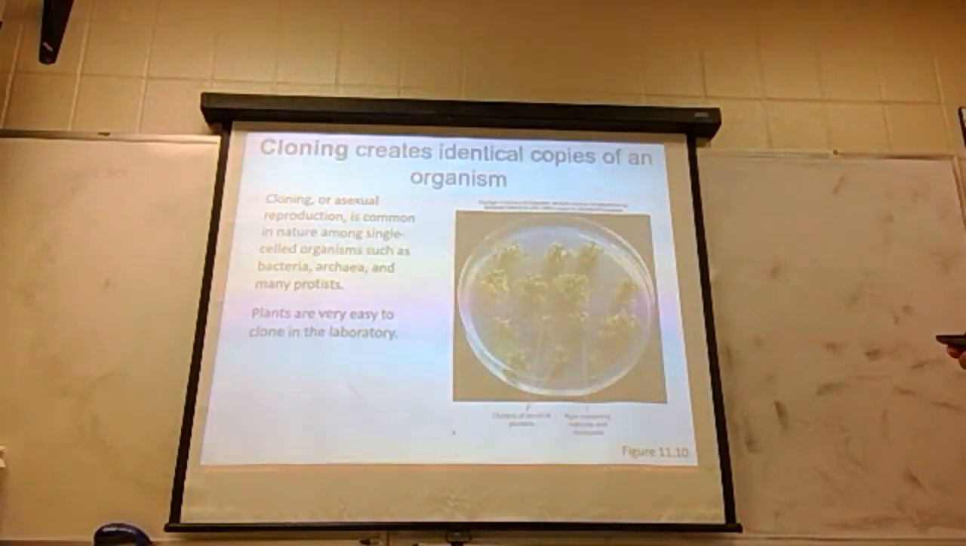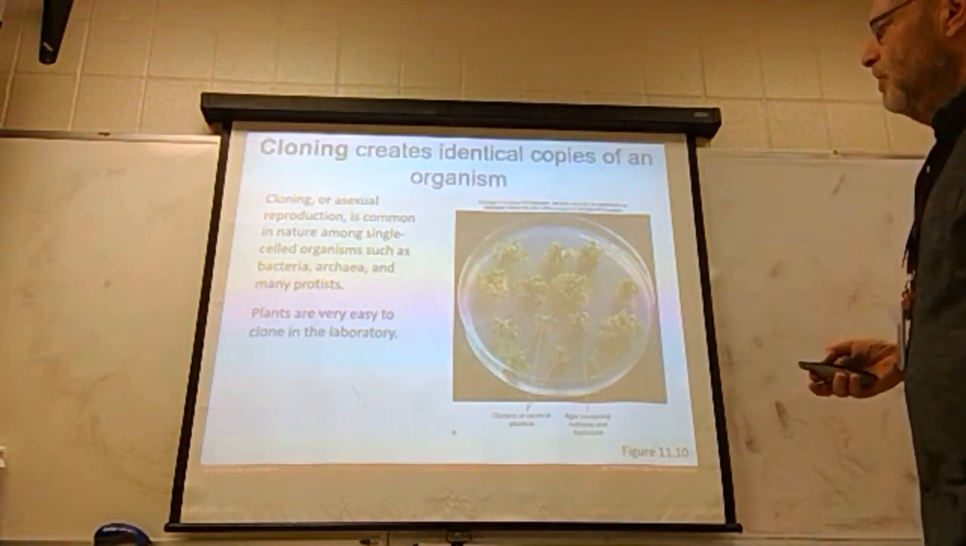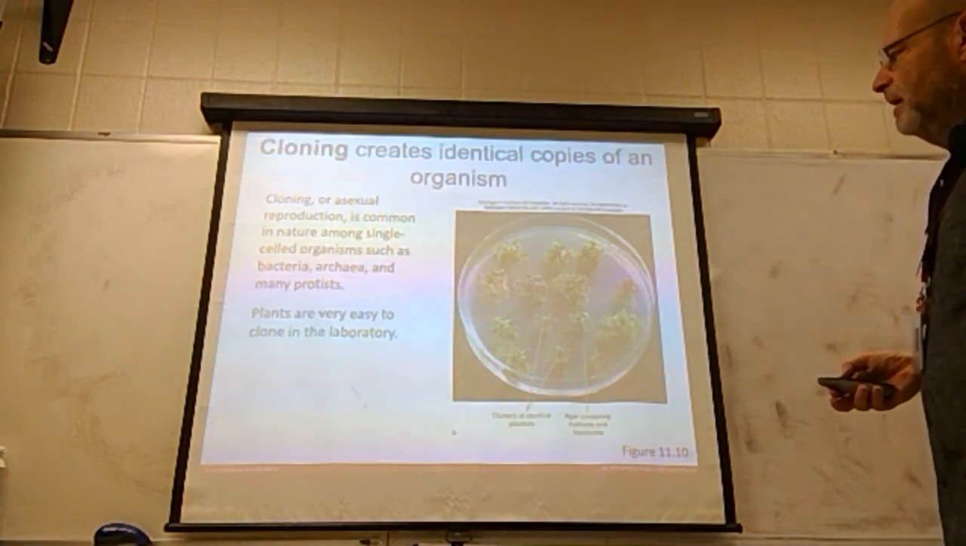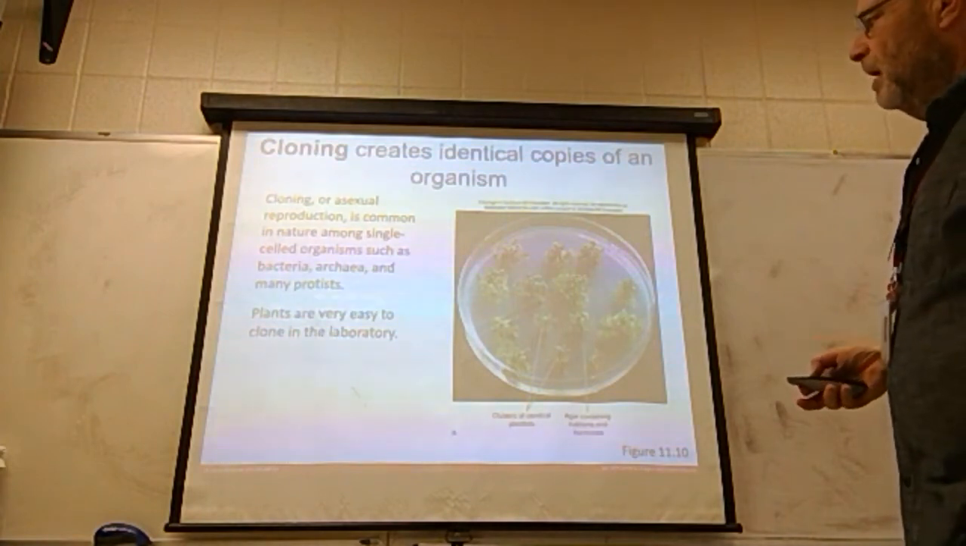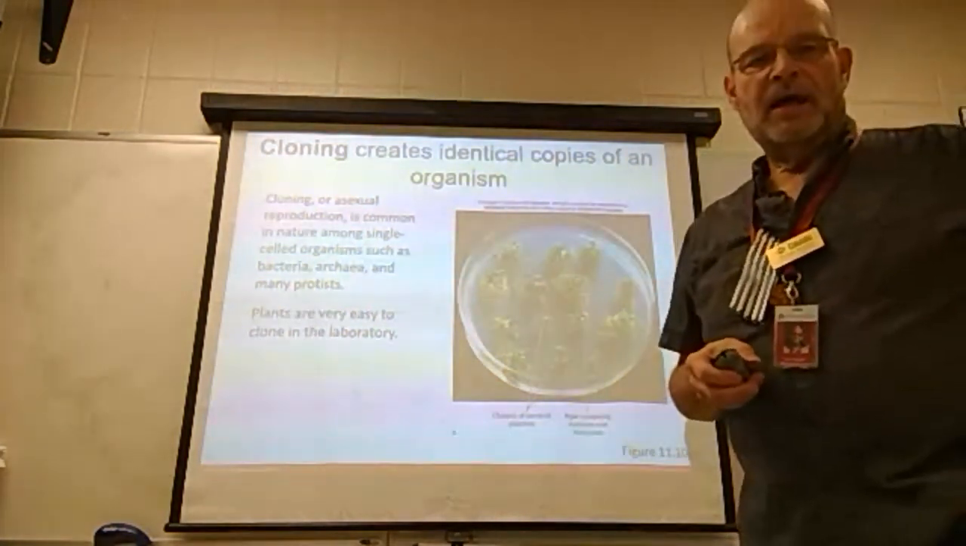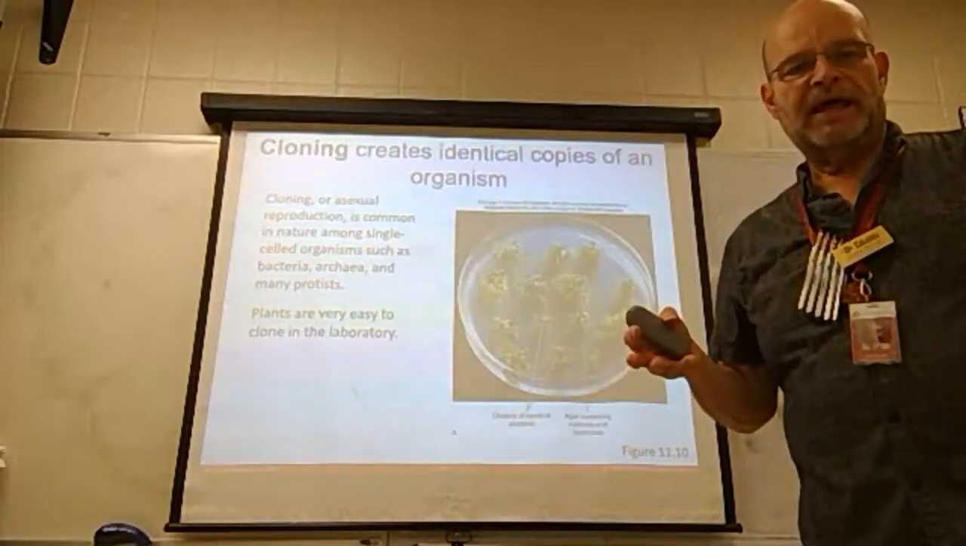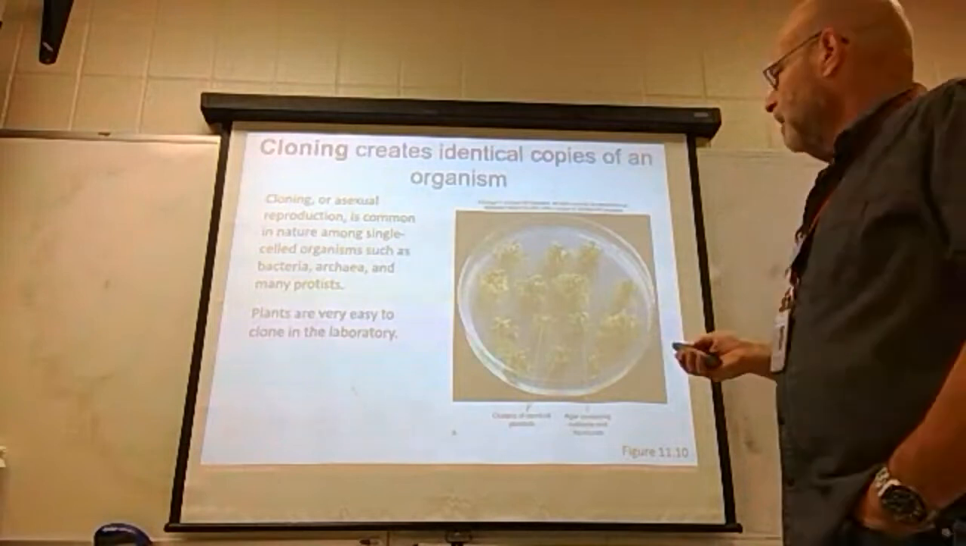Cloning creates identical copies of an organism. Cloning, also known as asexual reproduction, is common in nature. These are different plantlets. There are particular plants that will reproduce by cloning. You see it in bacteria, archaea, many protists. Plants are very easy to clone in the laboratory. Plants will clone themselves in nature. Anytime you see a plant that grows from the root system of an older plant, that is an example of a type of cloning.